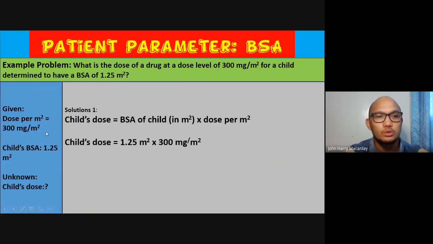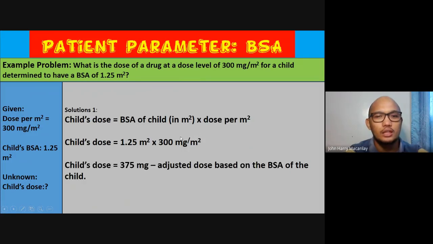Child's dose, substitute now your given to this particular formula, wherein the BSA is equivalent to 1.25 meter squared times 300 milligram per meter squared. So multiply, you will cancel out the meter squared since one of them is found at the numerator and the other one is found at the denominator. And we will retain the unit of milligram. The answer now is 375 milligram, which is the adjusted dose based on the body surface area of this particular child.